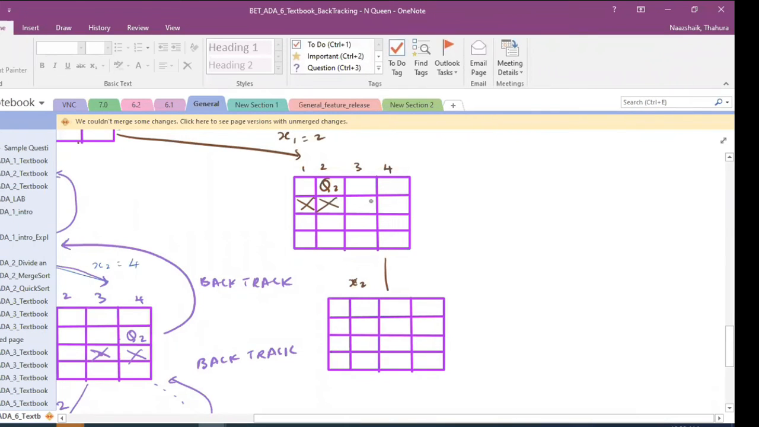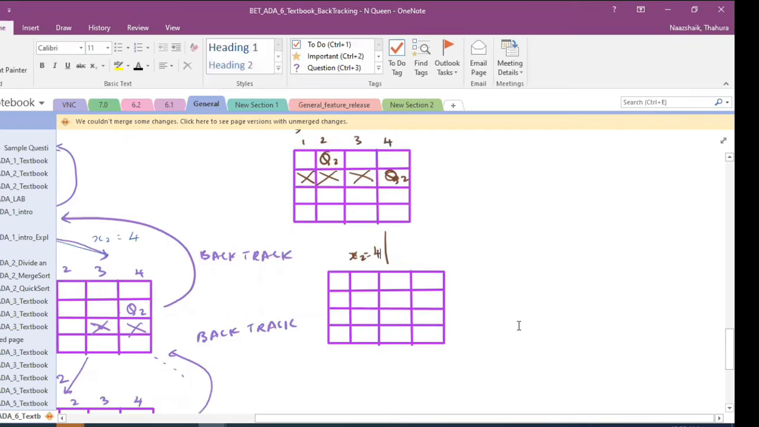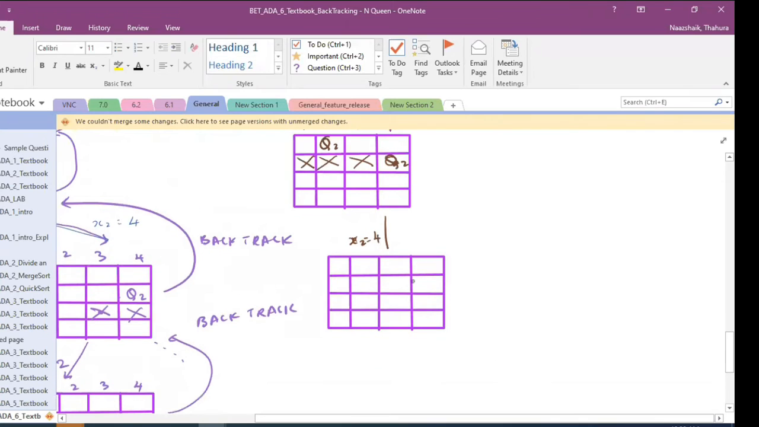I can't place here. I can't place here. This is possible. You all agree? Yes, ma'am. Right. So I have only one choice, x2 as 4. I have no other choice. So with this, what I do is I have queen, sorry, not here.